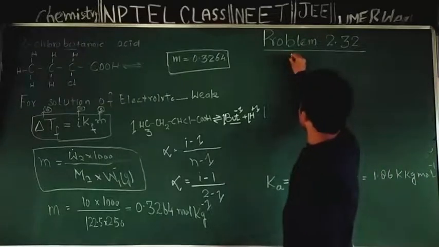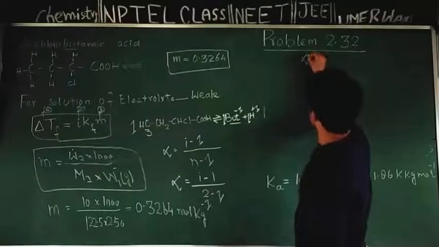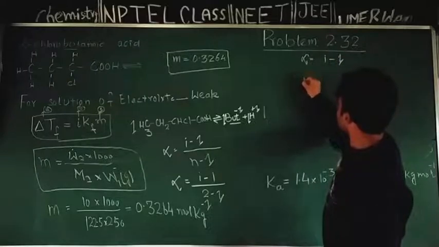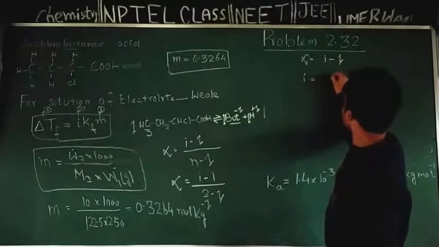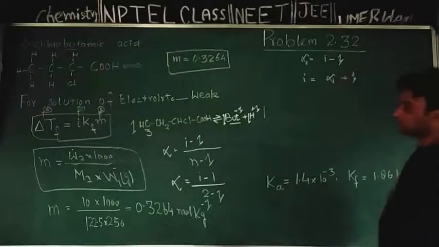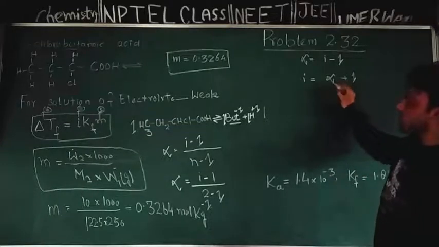Alpha will be equal to i minus 1. i will be equal to alpha plus 1. Now here I need to calculate alpha, degree of dissociation.